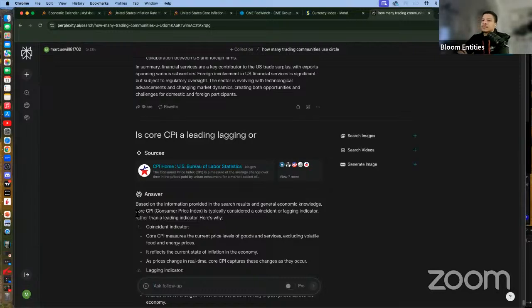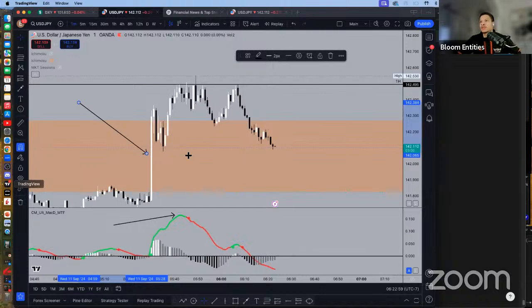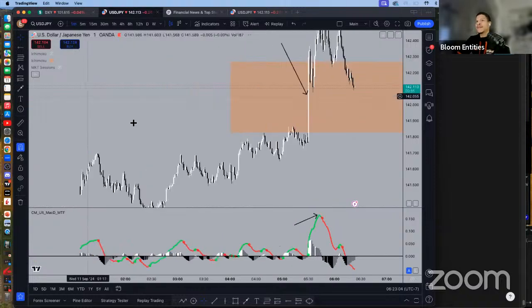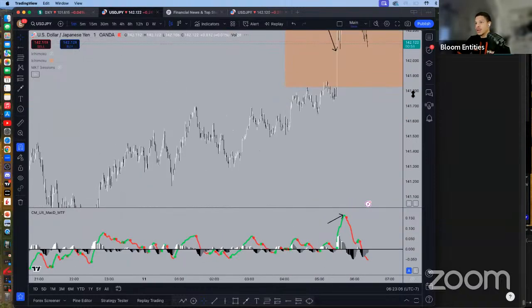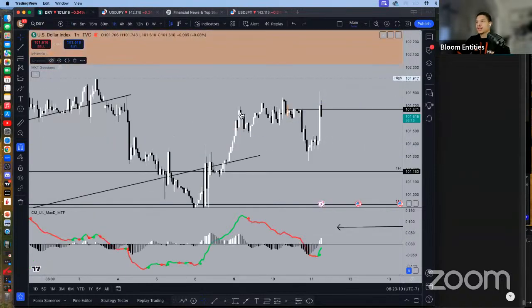Look at that. Core CPI is typically considered a coincident or a lagging indicator. So it's not a leading. Remember, leading is future, lagging validates a previous trend, right? Lagging validates a previous trend, right?